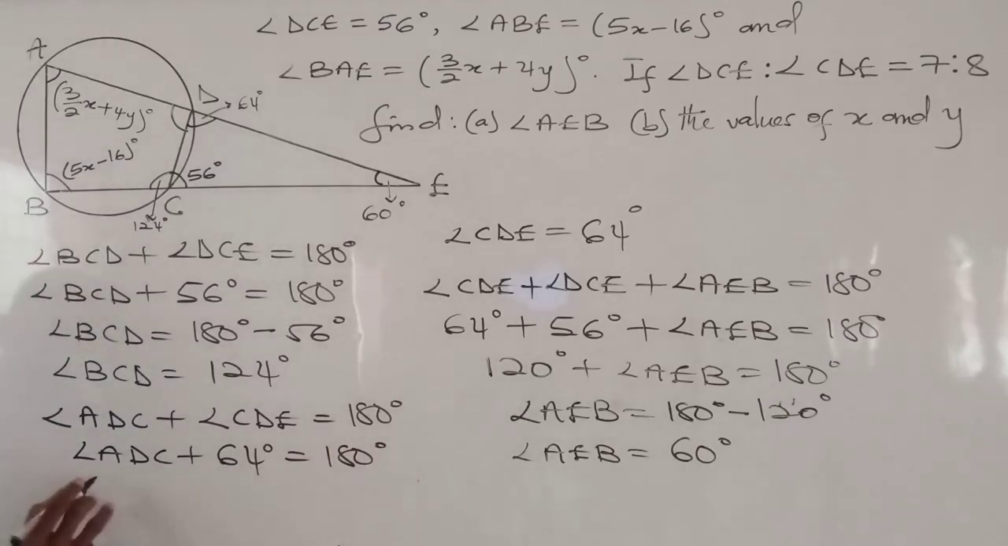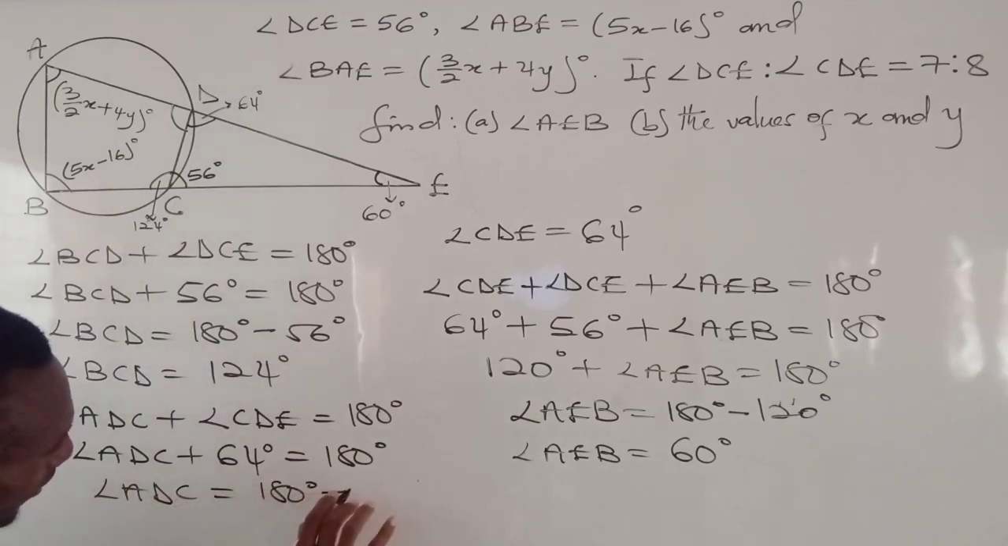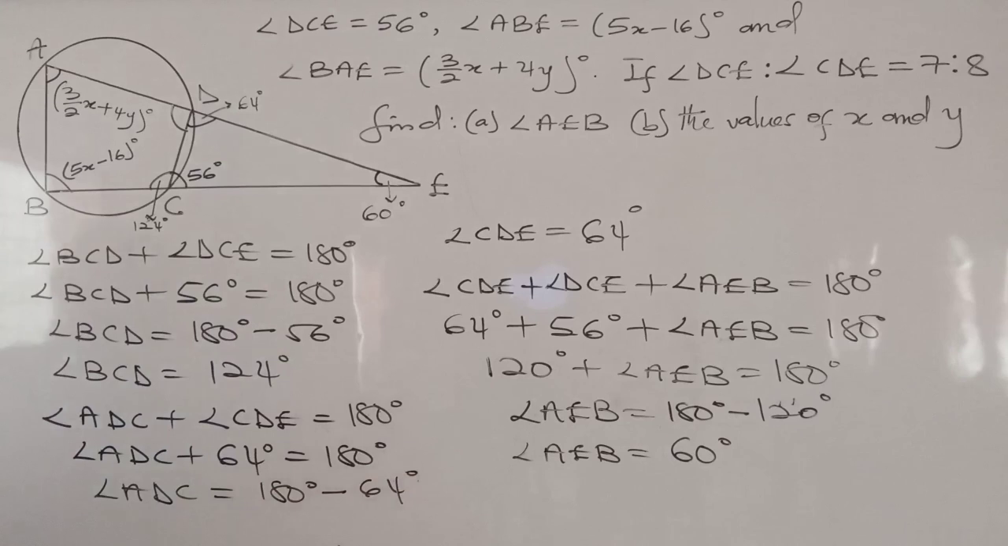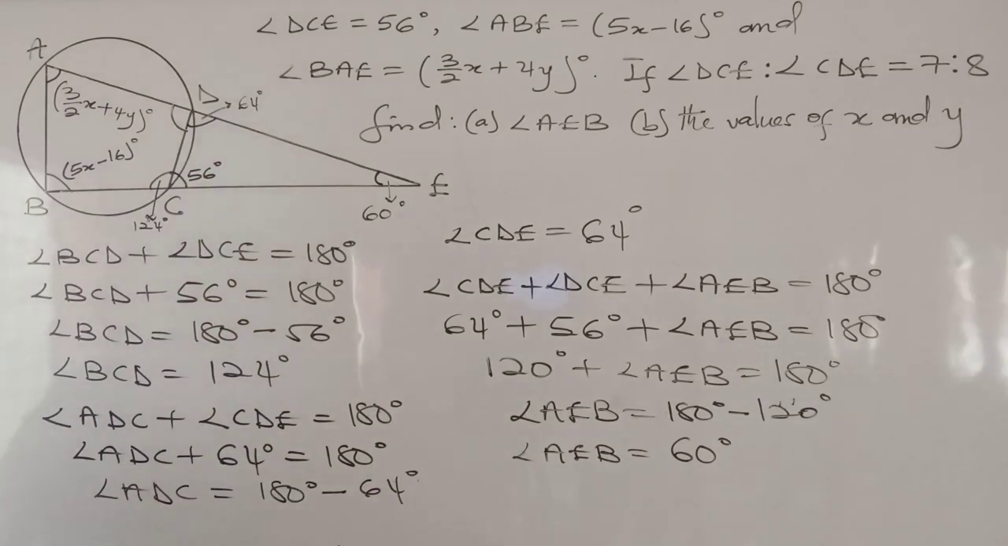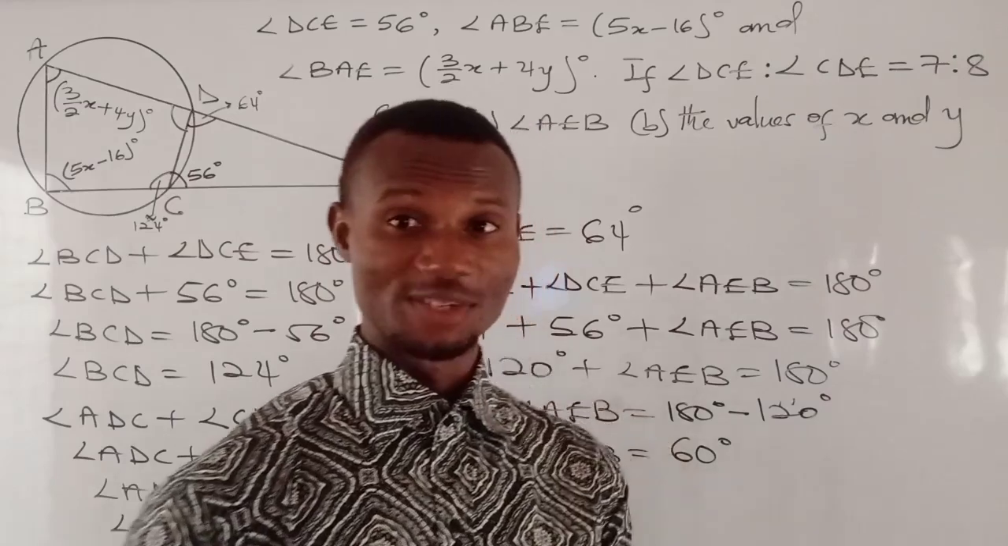And we just make our angle ADC the subject. So angle ADC will be equal to 180 degrees minus 64 degrees, because it's positive here, and when it crosses the equal sign, it becomes negative. Now let's conclude and write our final answer. So I have my angle ADC will be equal to 180 minus 64 degrees. It will give you 116 degrees. I hope you understand and you agree with me up to this point.